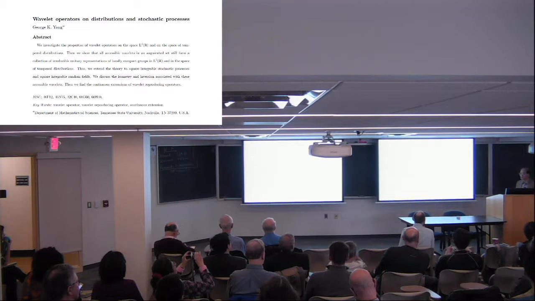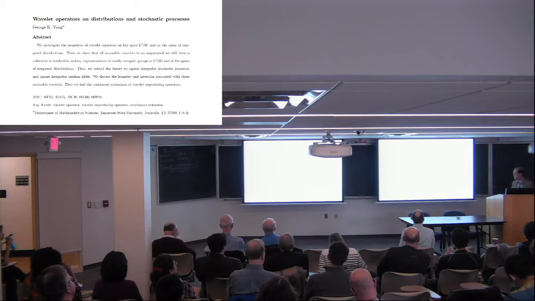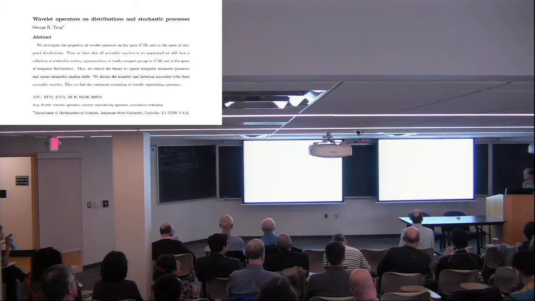the Gelfand triple to do it. And thus we extend the theory of the square integrable random process to the square integrable random fields. And we discuss the asymmetry and emission associated with these admissible wavelets. Then we found the continued extension of wavelet reproducing operations.